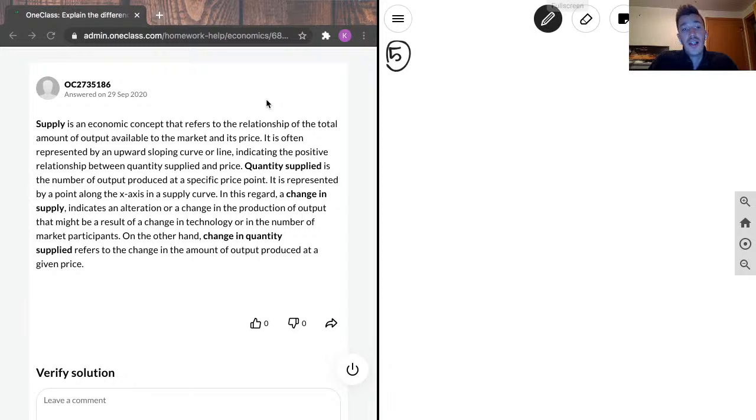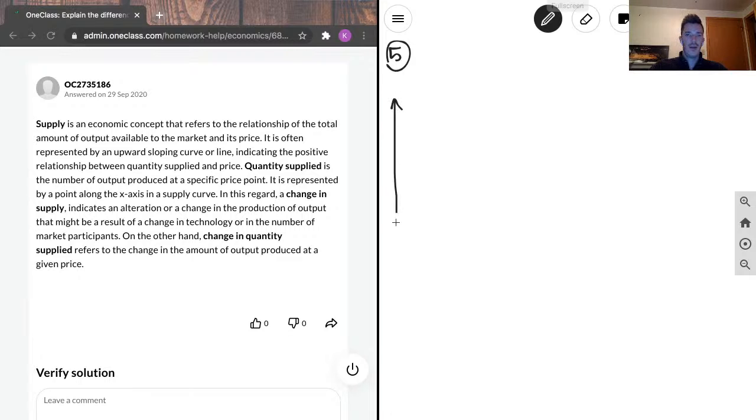In this regard, a change in supply indicates an alteration or a change in the production of output that might be a result of a change in technology or in the number of market participants. On the other hand, change in quantity supplied refers to the change in the amount of output produced at a given price. And that's an excellent answer.